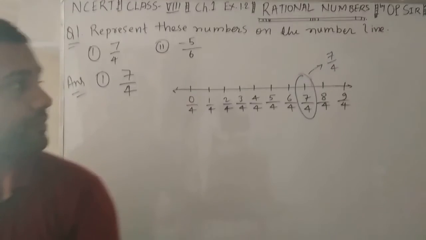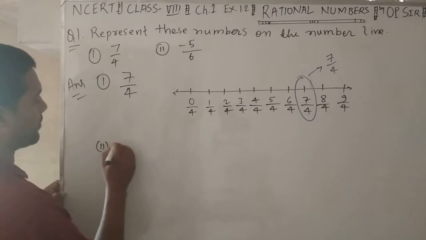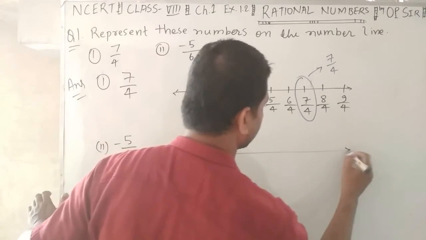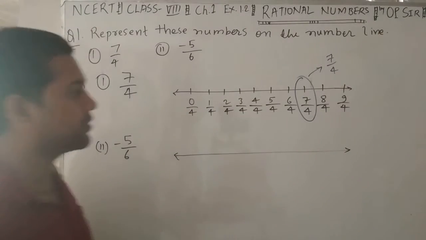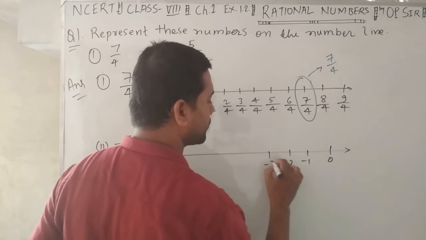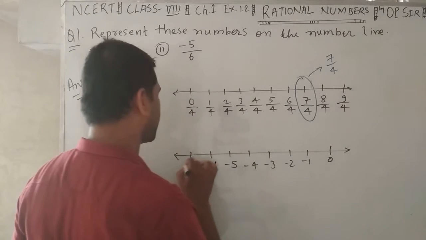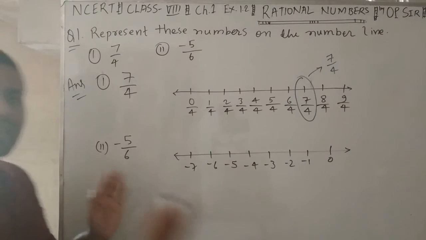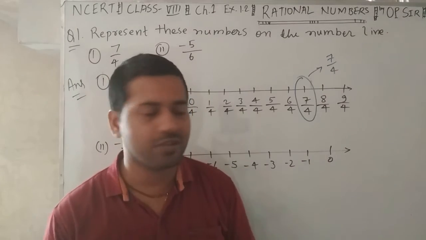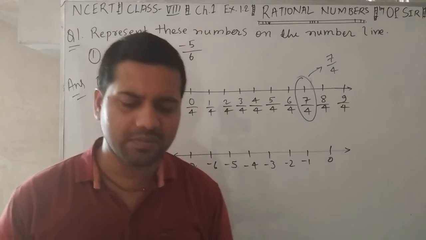The next we have is a negative rational number, minus 5 upon 6. And only negatives. So 0, minus 1, minus 2, minus 3, minus 4, minus 5, minus 6, minus 7. We can make more also, but why should we make this number line too lengthy? So how much do we need? One or two extra we will take.